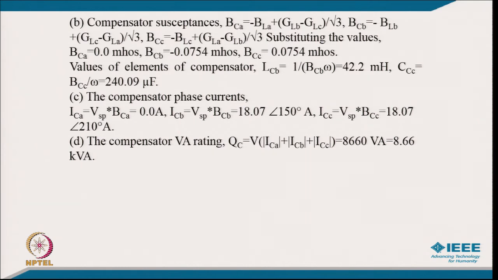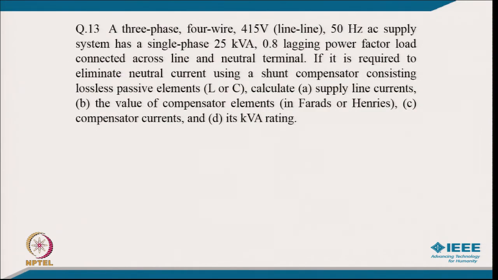So, this example gives you the idea that neutral current can be compensated with lossless passive elements even for a single phase pure resistive load. Like, coming to another example, 13: a 3 phase 4 wire 415 volt 50 hertz AC supply system has a single phase 25 kVA 0.8 lagging power factor load connected across line to neutral terminal, and it is required to eliminate the neutral current using a shunt compensator consisting of lossless passive elements. Calculate A, the supply line current, B, the value of compensator element, C, the compensator current, and D, the kVA rating.